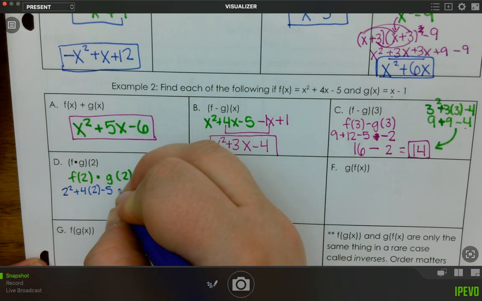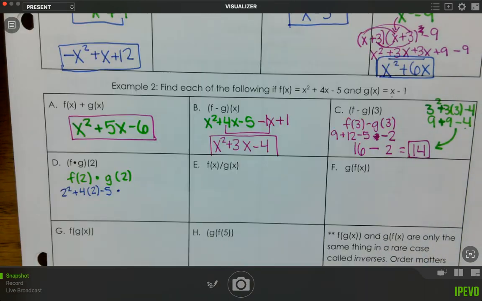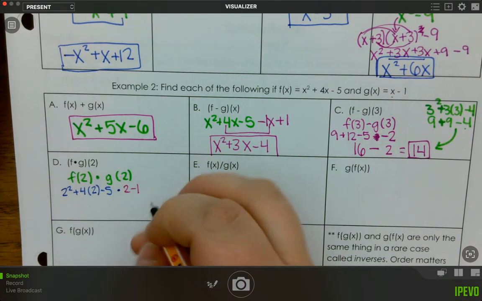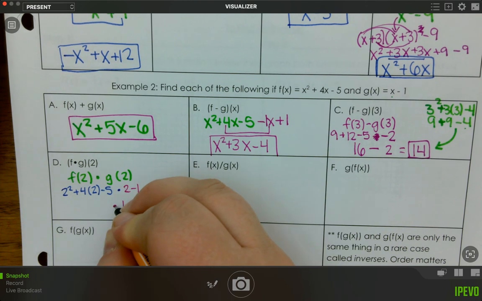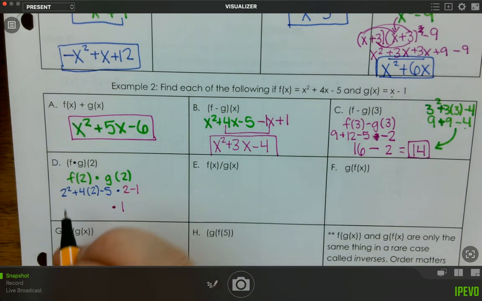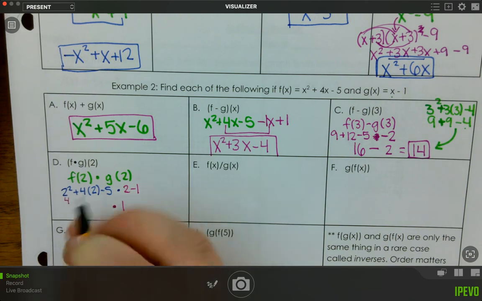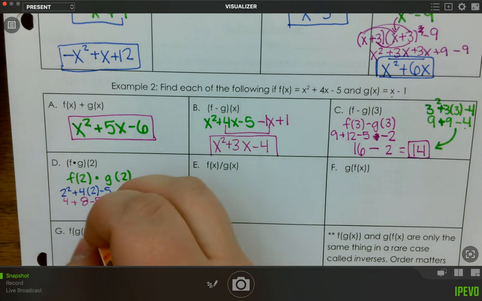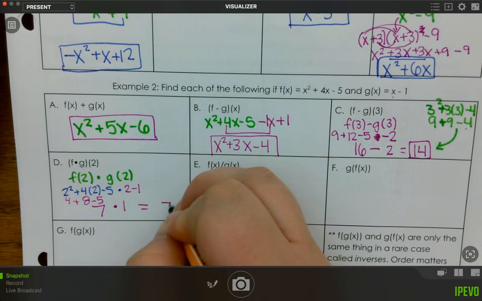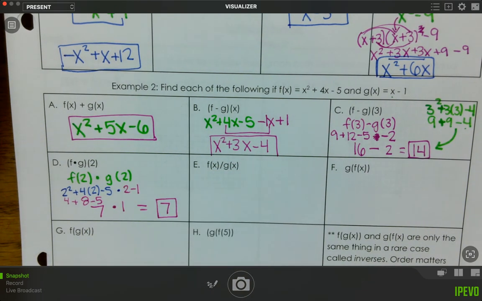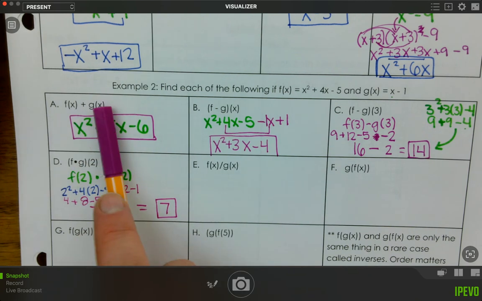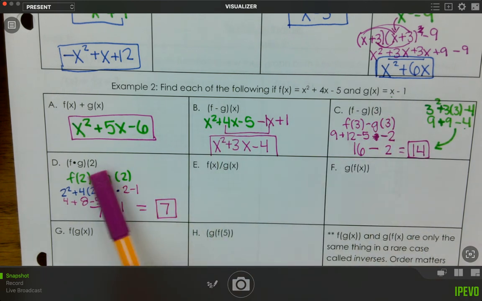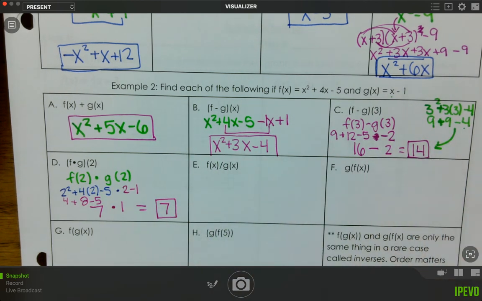And g of 2 will be 2 minus 1, which is really nice because that means whatever I get over here, 2 minus 1 is just 1. So you're just multiplying it by 1. So let's see, this is going to be 4 plus 8 minus 5. 12 minus 5 is 7. Okay, and I'm going to pause right here to go back and say, if there is an x in parentheses, there should be an x in your answer. If there is a number in parentheses, your answer should be a number.